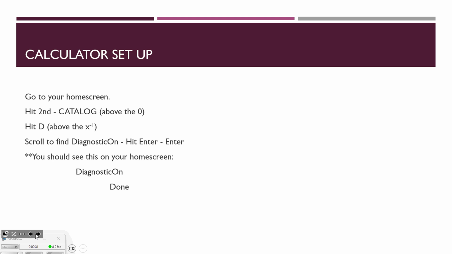Okay, so before we really get into things, if you haven't done this already, you're going to need to do some setup on your calculator. So get out your calculator and follow this process. When you hit second catalog, it's a long list of all these different functions that you can do. If you hit the alpha D, it'll take you down to the D's. You need to get to diagnostic and turn the diagnostics on. Rather than scroll a million times, hitting the alpha D is a quicker way to get there.